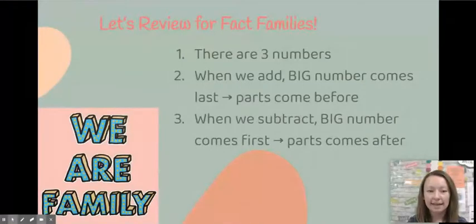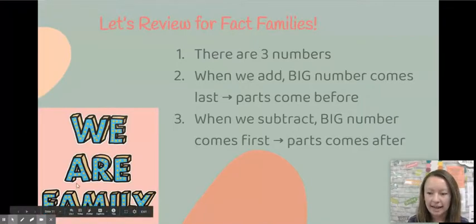When we add, our big number or our whole number comes last. So when our big number comes last, our parts have to come before. And when we subtract, our big number comes first. Big number or our whole comes first, so our parts have to come after. Whole number, and then our parts come after. So that is a review of our fact families and what we've been doing so far.